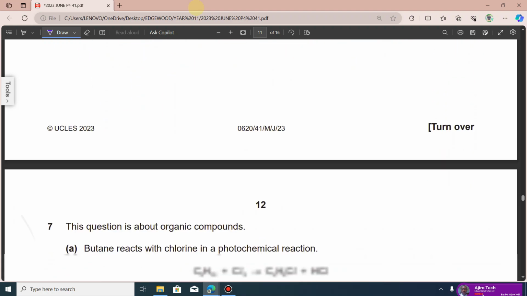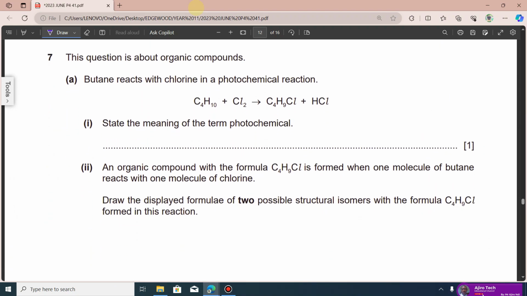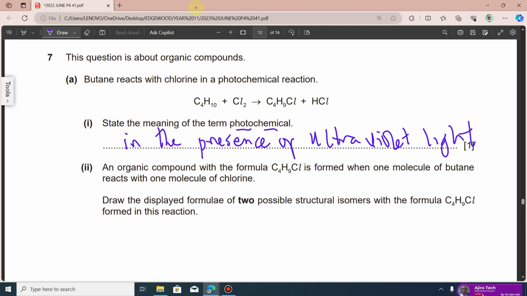Okay, so we move to the last question in this series, which is about organic compounds. Butane reacts with chlorine in a photochemical reaction, and this is the equation for the reaction. State the meaning of the term photochemical. Photo, from the word photo, means light. Photochemical means in the presence of ultraviolet light. Any reaction that takes place in the presence of ultraviolet light, or light generally, is referred to as a photochemical reaction.